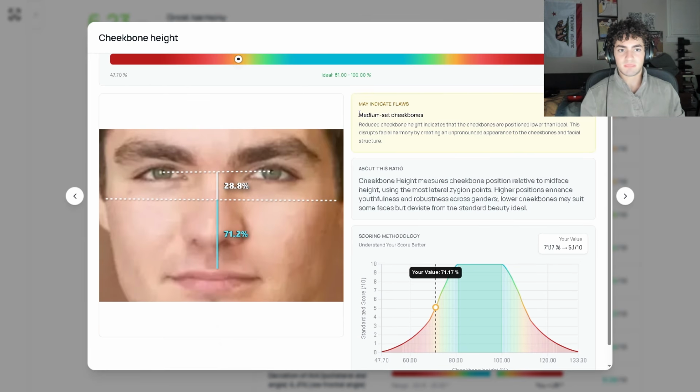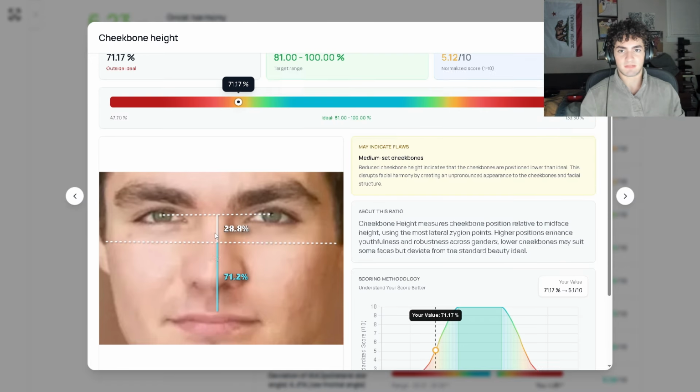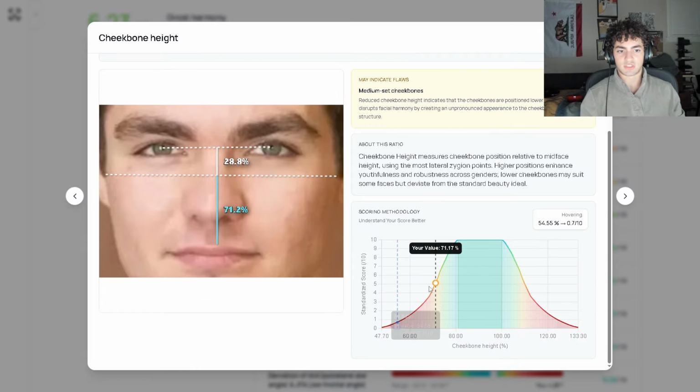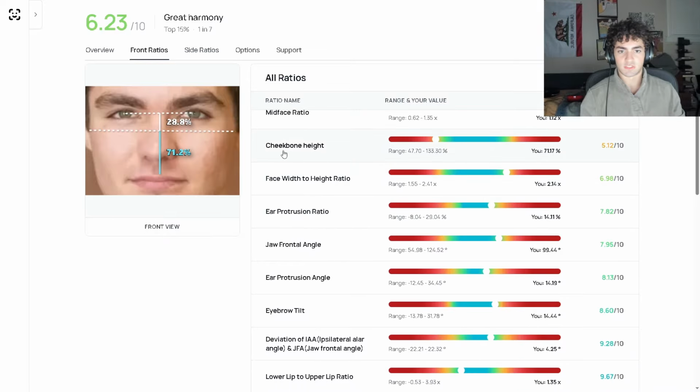Nick Fuentes has medium set cheekbones, as it says over here. His cheekbones are 71% his midface height, which is a flaw. 81% and above is high set cheekbones. As you can see on the bell curve, he falls out of the range. But yeah, not a horrible trait. It's pretty common to have mid-set cheekbones.